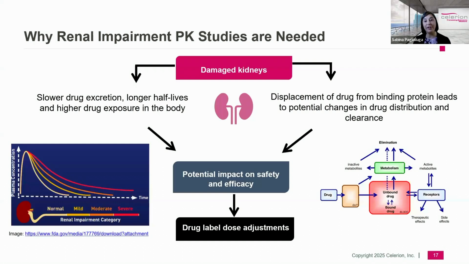Now, a clinical pharmacology study is needed to determine the appropriate drug dosage for renal impaired patients. Kidney damage can lead to higher drug exposures and longer half-lives, resulting in slower drug excretion, as shown in the graph on the left with the time concentration curves. In addition, the buildup of body waste products can displace drugs from binding to plasma proteins and affect drug clearance. Both situations can potentially impact drug safety and efficacy, requiring either a lower dose or the drug to be contraindicated.